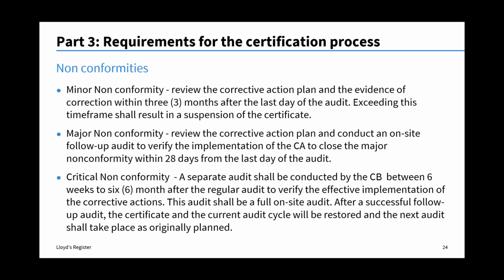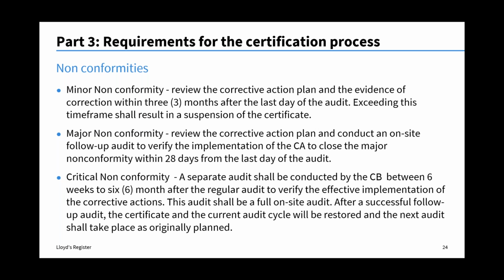The second is related to major non-conformity. There has to be a process wherein the corrective action plan is reviewed, and there has to be an on-site follow-up audit to verify the implementation of the corrective actions to close out the major non-conformity within 28 days of the last day of the audit. If major non-conformities are not closed within 28 days, the major non-conformity would be regraded as a critical non-conformity.